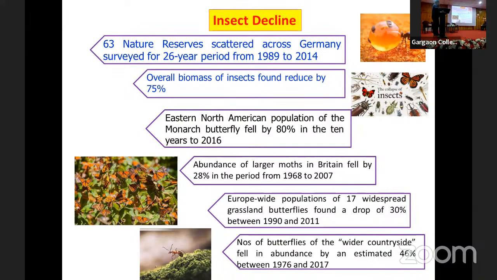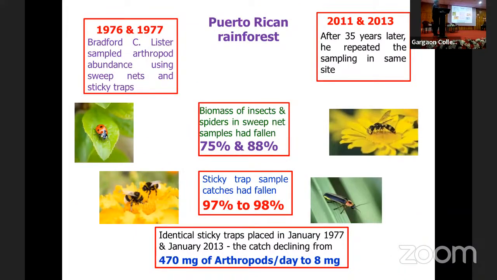So, for example, this is another study done in Puerto Rico, at the Luquillo rainforest. Puerto Rico is a Caribbean country. Here, Brad Lister, one of the scientists, in 1976-77 sampled the insect abundance using sweep net and sticky trap in a particular forest area. In the same forest area, in 2011 and 2013, he used the same traps to see the insect abundance, and he found a 75 to 88% insect decline.